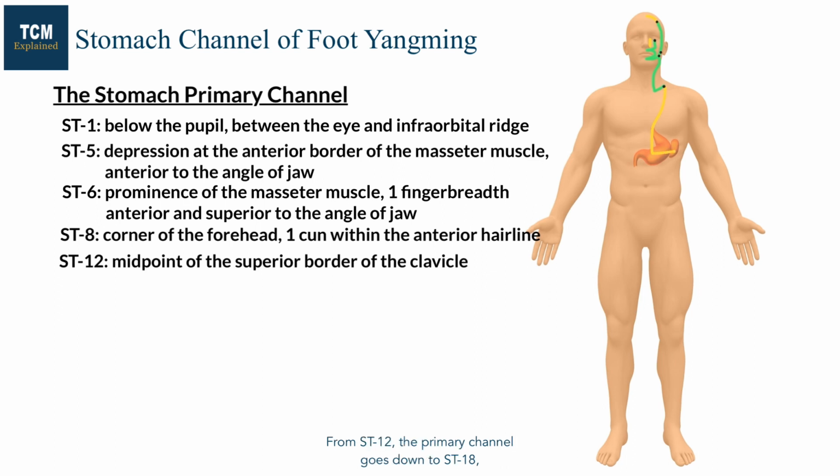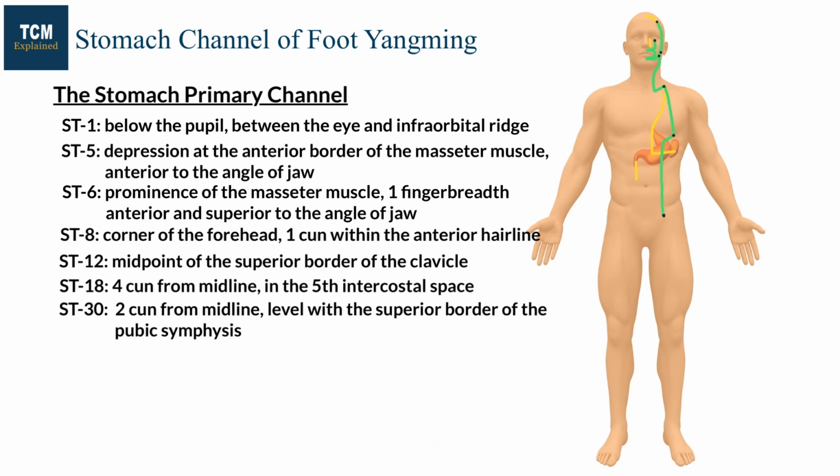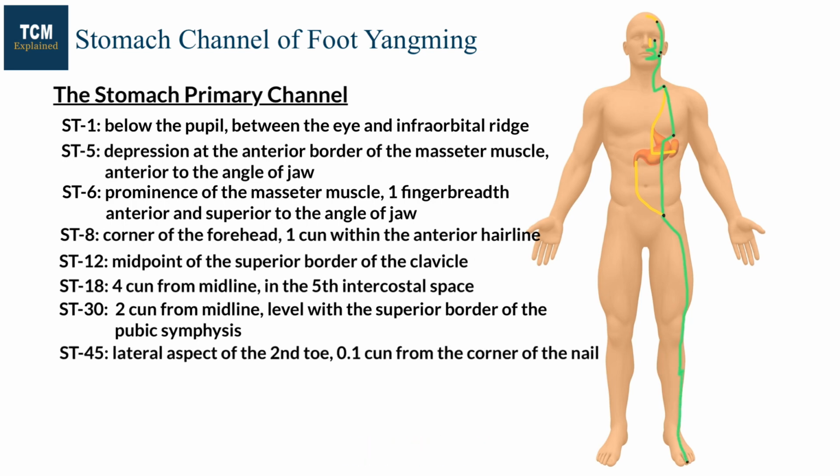From ST12, the primary channel goes down to ST18 and then passes two chun lateral to the midline. It goes down to ST30, where another branch from the pyloric orifice of the stomach merges in the inguinal region. It continues to go down along the anterolateral aspect of the thigh and lower leg. It travels to the dorsum of the foot and ends at ST45 at the lateral side of the second toe.